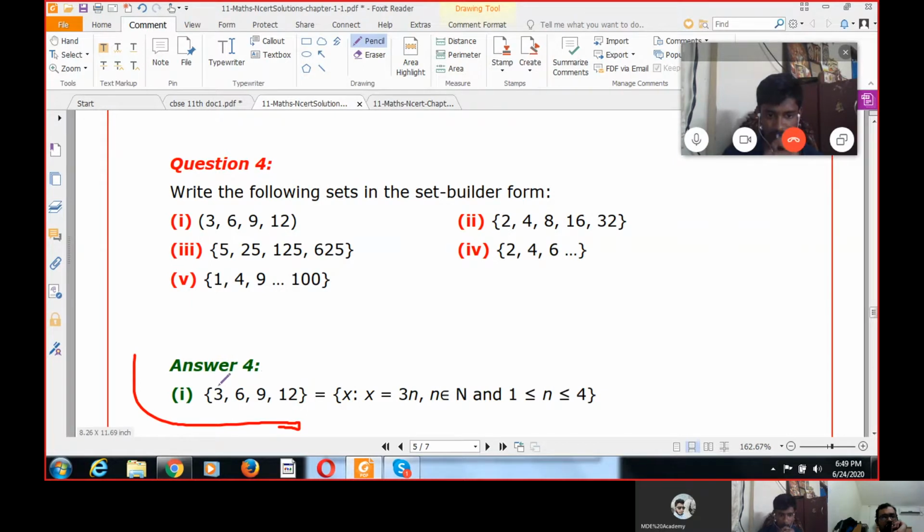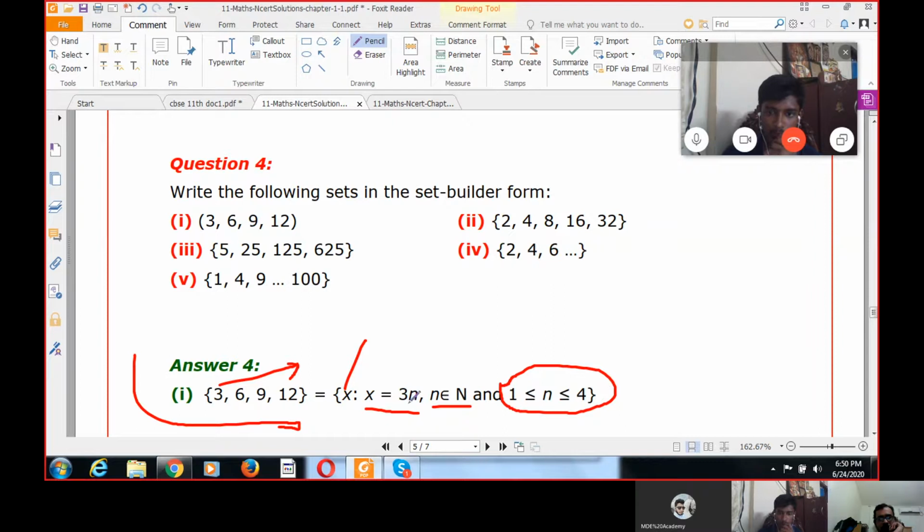Actually, these are multiples of 3. We can say these are multiples of 3. 3 into 1, 1 into 3; 2 into 3, 6; 3 into 3, 9; 4 into 3, 12. But here we have only 4 elements. So how will you write this? First you describe this as x. Then we say what x is. That is, x colon, x is equal to 3 into n, where n is a natural number. So n belongs to N, and 1 is less than or equal to n, less than or equal to 4. Do you understand? Yeah, sir. Are you clear? Yeah.